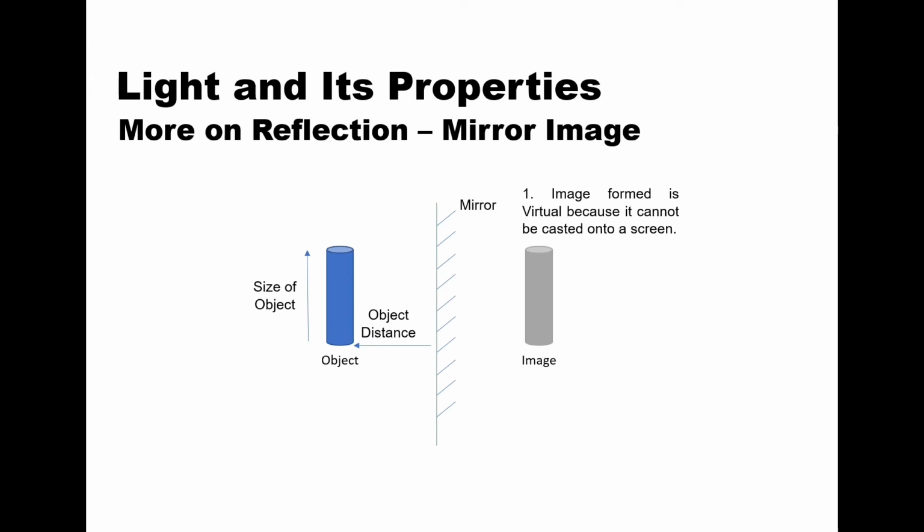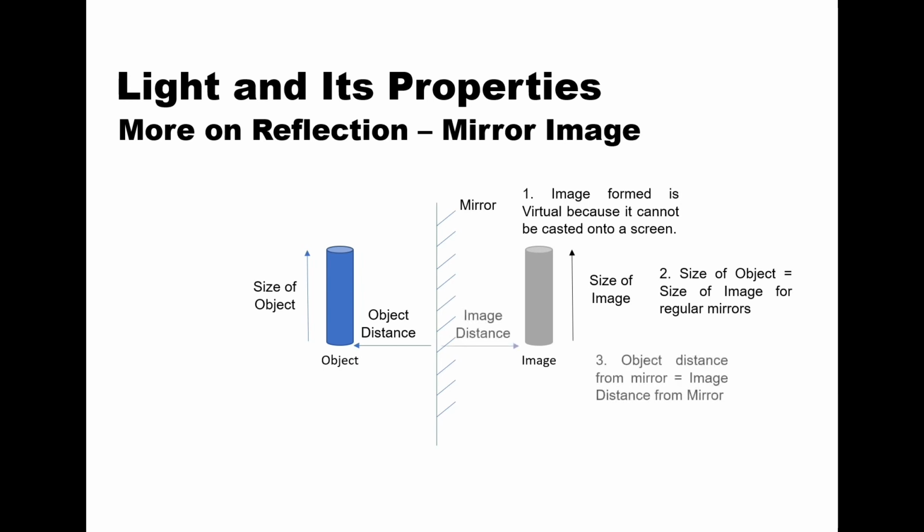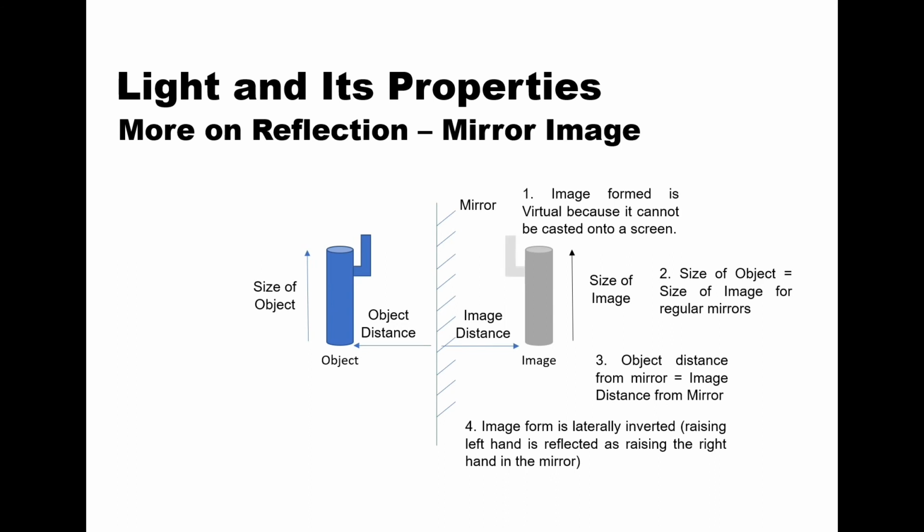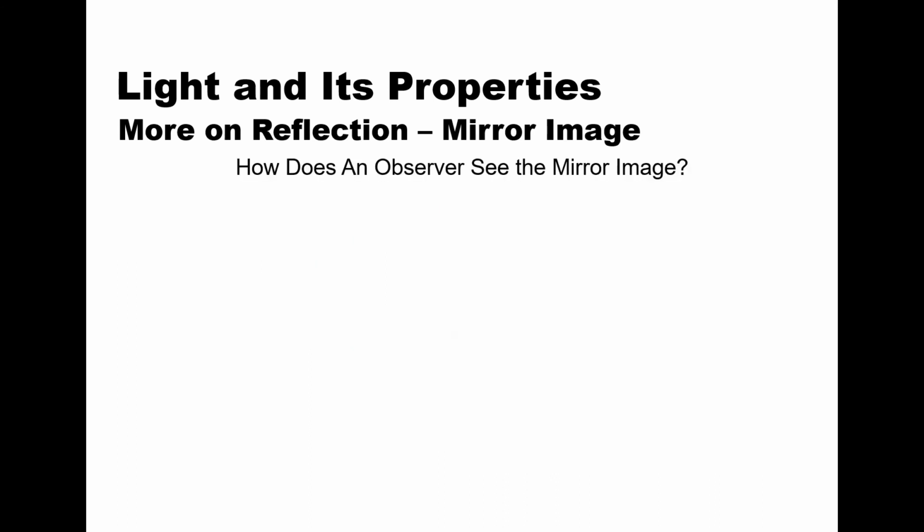The image formed in the mirror is virtual, as it cannot be cast onto a screen. The object size is equal to the image size in a regular mirror. The object distance is equal to the image distance. The images are laterally inverted, as when the left hand is raised by the object, it is reflected as the right hand in the mirror image.